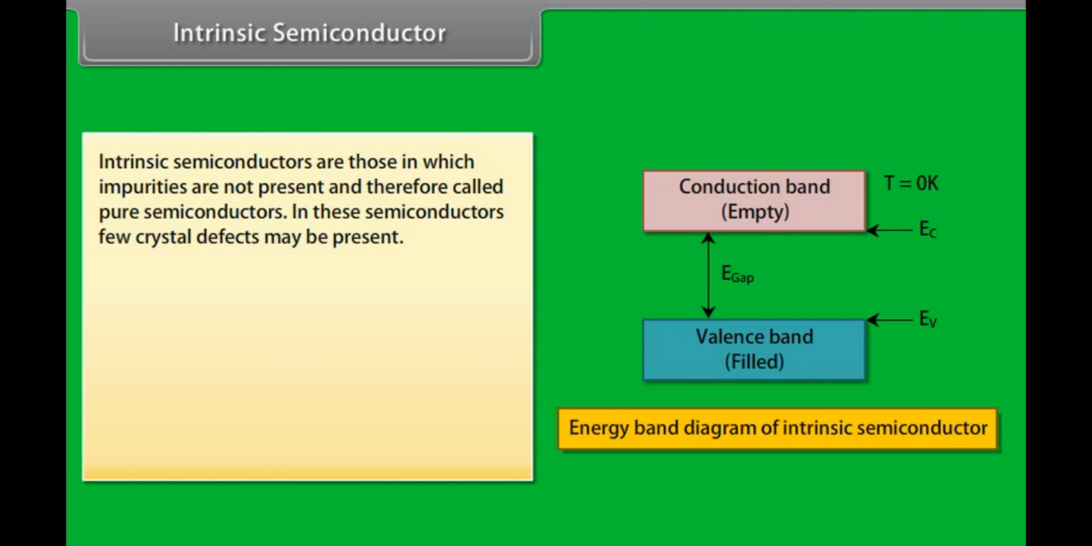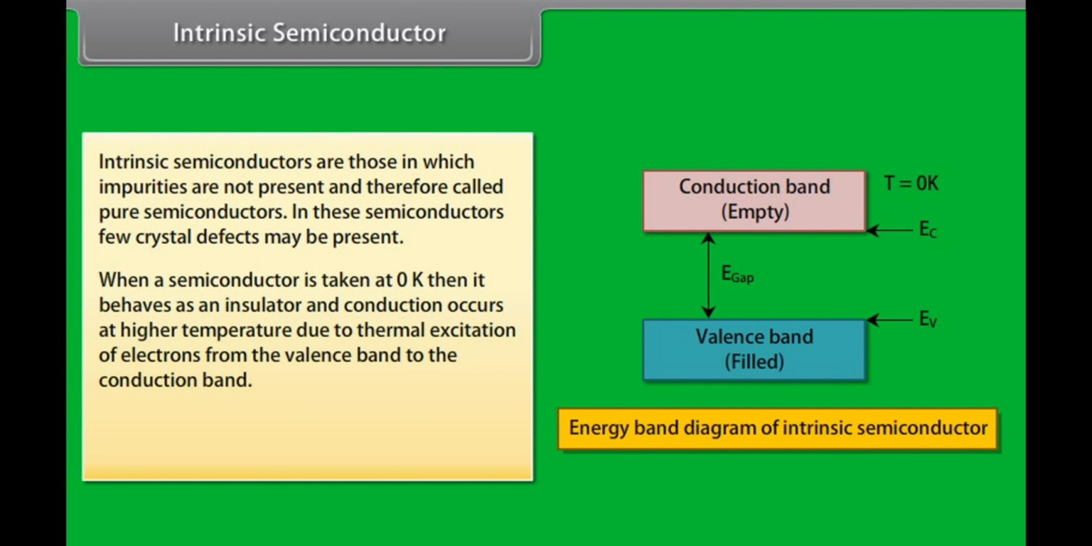Intrinsic semiconductor. Intrinsic semiconductors are those in which impurities are not present and therefore are called pure semiconductors. In these semiconductors, few crystal defects may be present. When a semiconductor is taken at 0 Kelvin, it behaves as an insulator and conduction occurs at higher temperature due to thermal excitation of electrons from the valence band to the conduction band. For example, germanium and silicon.